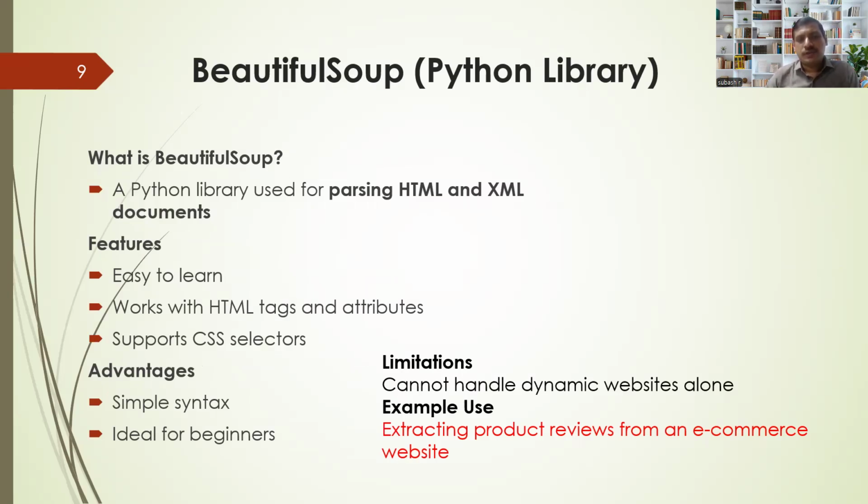What are the features? It is easy to learn. It works with HTML tags and attributes. It supports CSS selectors, that is, cascading style sheets. The advantage is a very simple syntax, ideal for beginners. The limitation is that this Beautiful Soup library cannot handle dynamic websites alone.